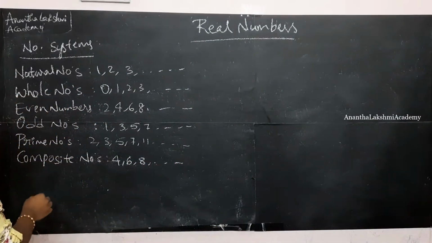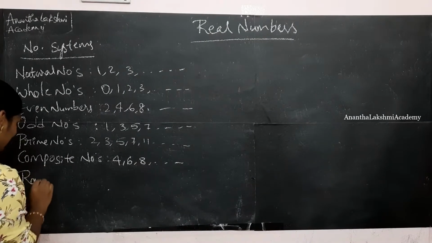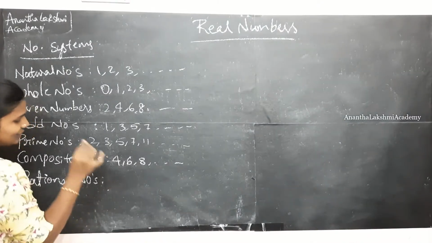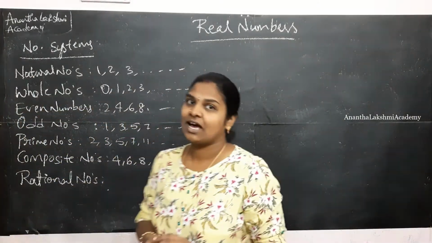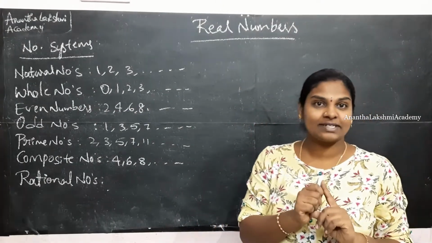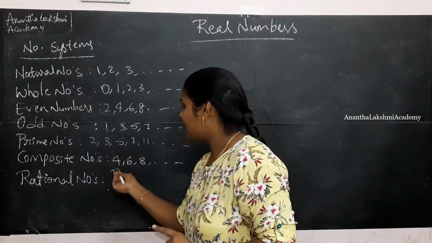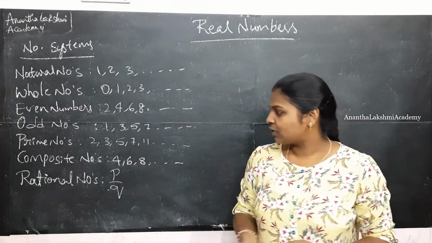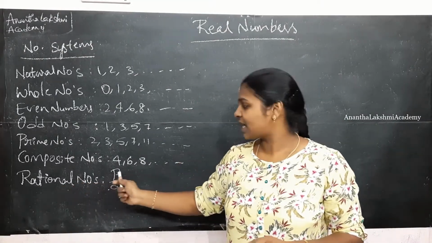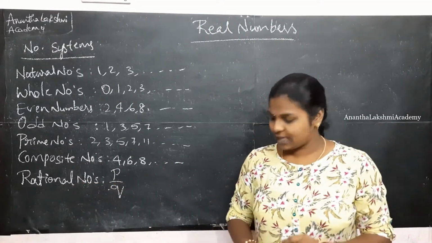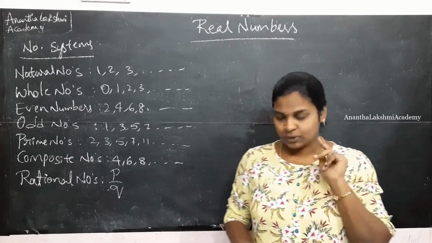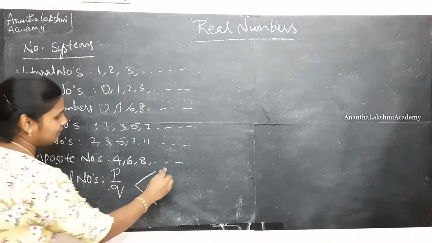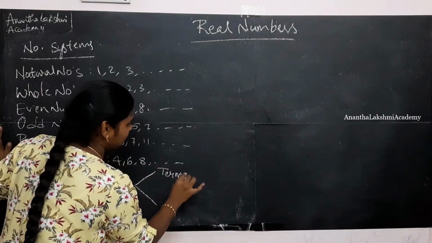Alright. And then we have rational numbers. What are rational numbers? Rational numbers are the numbers which can be expressed in the form of p by q, nothing but the fractional part. Okay? Rational numbers are the numbers which can be expressed in the form of p by q. Again, in rational numbers, we have two types. One is terminating.